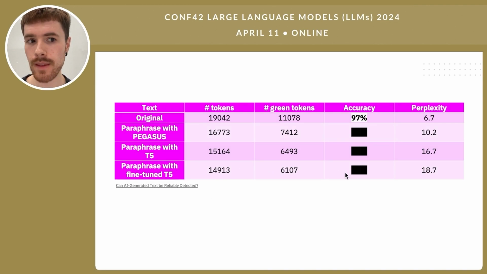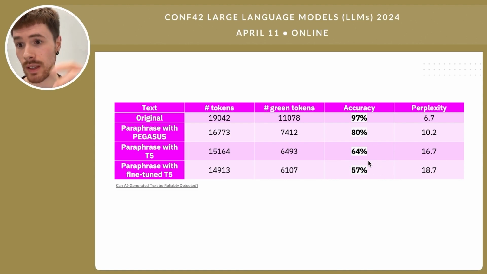How much can we reduce the accuracy of this detector that was working really well on a set of texts? It drops a lot. It drops so much that it basically becomes a coin. A flip of a coin has a 50% chance of being correct, right? If we paraphrase the text, we make the detector behave like the flip of a coin. So it means that it's not effective at all.